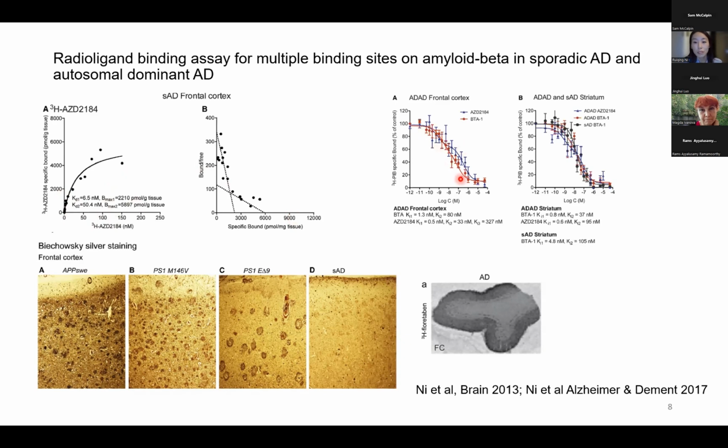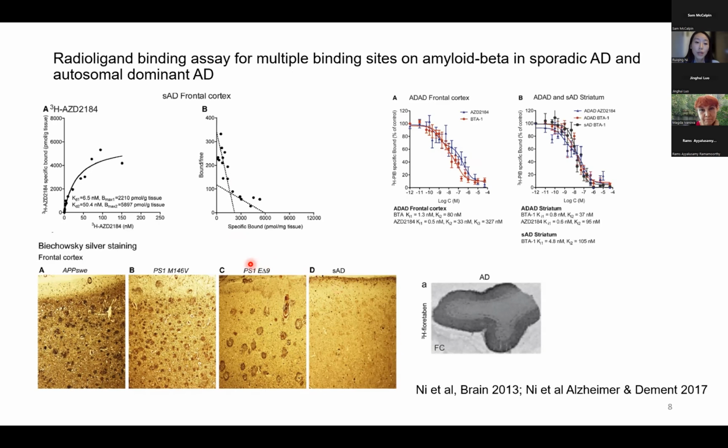However, the competition assay in the right panel shows that the binding value is slightly different compared with the sporadic AD. So there is potentially a third binding site. However, maybe you can also observe that the binding curve is really noisy. We have a huge error bar. So this is the part we are working on now.